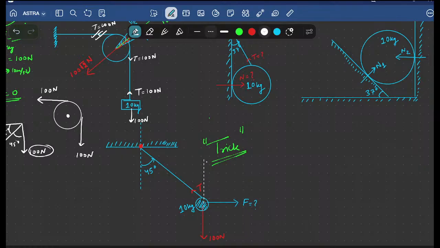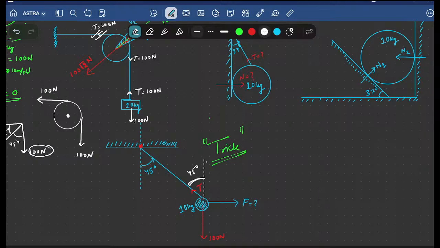Okay. Now here we apply the concept of parallel lines. Since this line and this line are parallel, this blue line and this white line are parallel, then we can write that by the interior angle property, this angle is also 45 degree. Alternate interior angles are equal in case of parallel lines, and this is a transversal. Okay. Now I'm breaking these two forces.